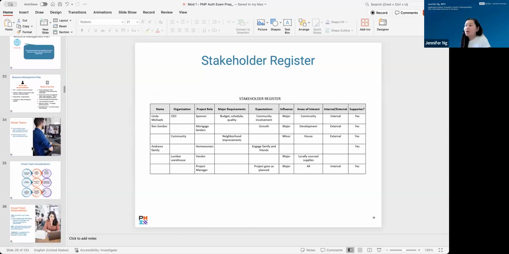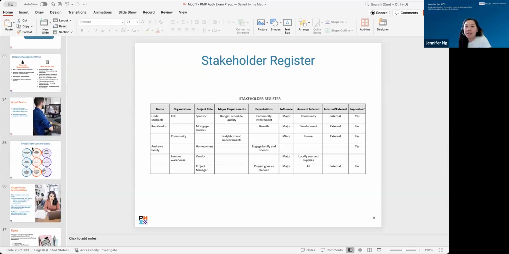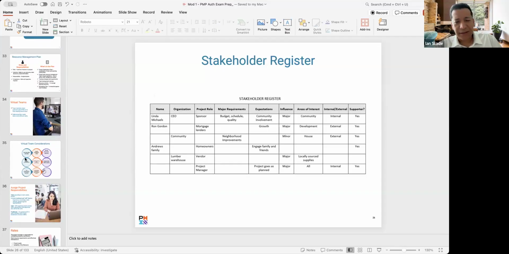A question, are all resources considered stakeholders as well? Yes. Absolutely. Because how we define stakeholders are people that are directly and indirectly affected by the project. So if you're literally in it, doing it, yes.